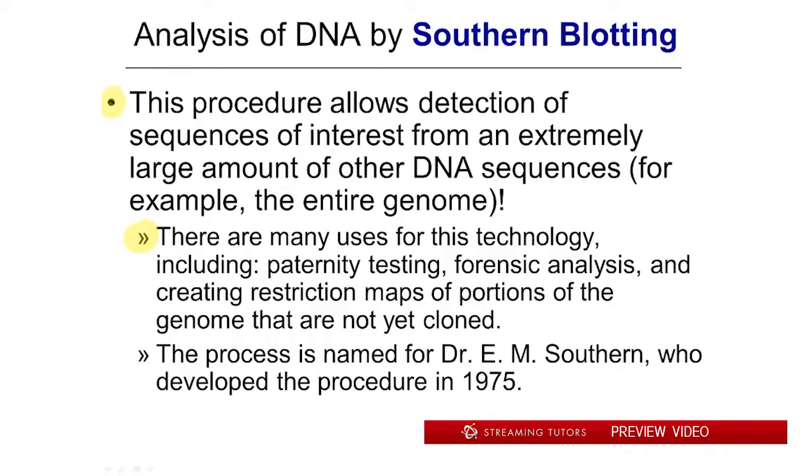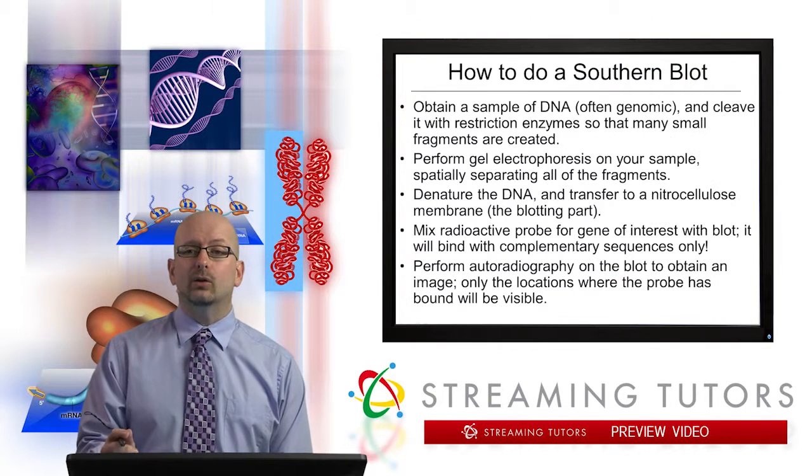So the uses include, for example, paternity testing, forensic analysis, creating restriction maps of parts of the genome that aren't even cloned yet. We'll talk more about that in the applications section. The reason it's called a Southern Blot, not because they do it down south, is that the process is named for a scientist named Dr. E.M. Southern, who developed this procedure in 1975. Let's take a closer look.